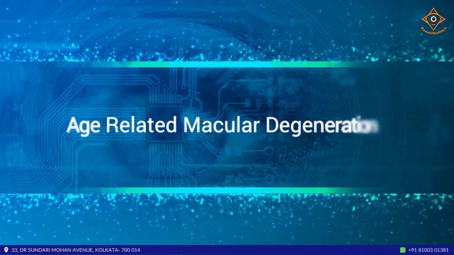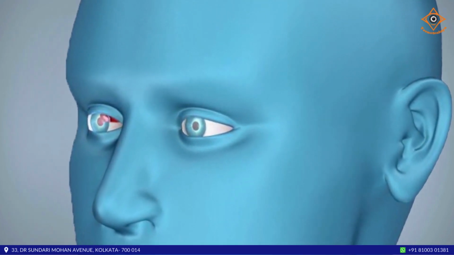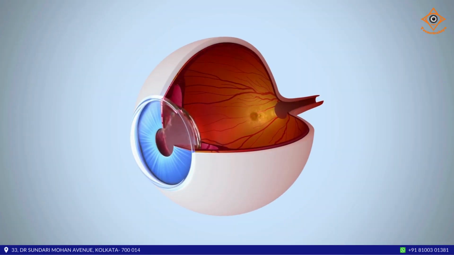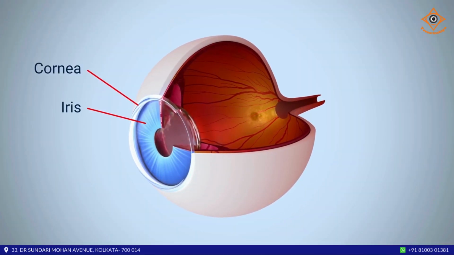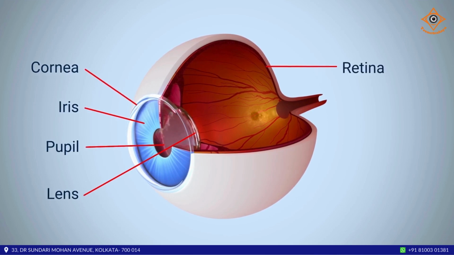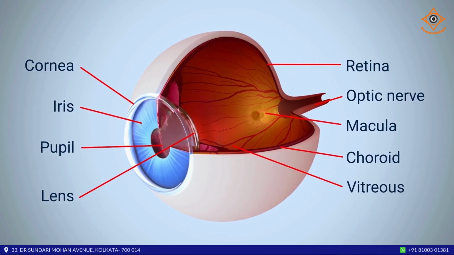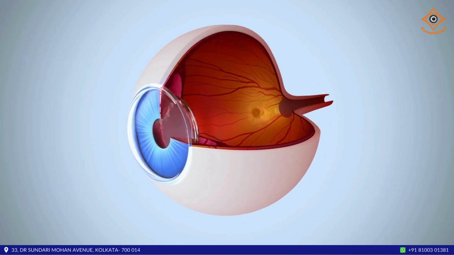Age-related macular degeneration or AMD. The eye is our organ of sight. The eye has a number of components which include but are not limited to the cornea, iris, pupil, lens, retina, macula, optic nerve, choroid, and vitreous. Let us discuss further on the main components of the eye.